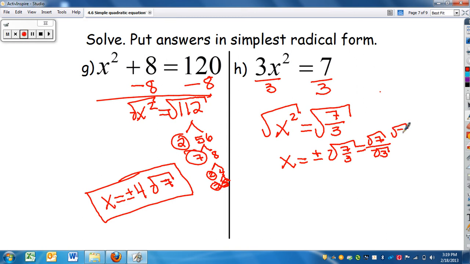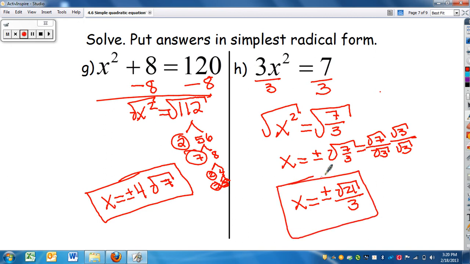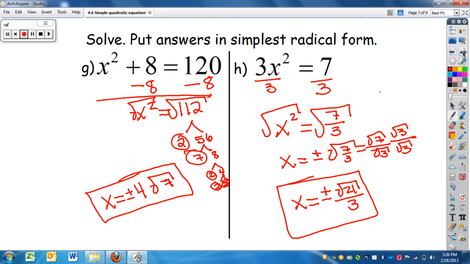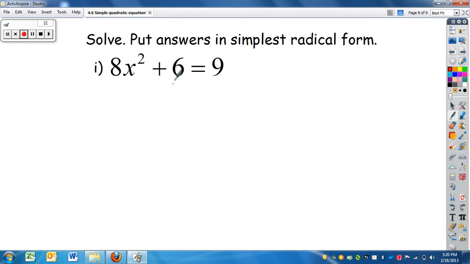So I'm going to multiply by square root of 3 over square root of 3. I get plus or minus, 7 times square root of 3 is square root of 21. Root 3 times root 3 is 3. Square root of 21 does not break down anymore. There's nothing on the outside to simplify. So that is my final answer in simplest radical form. One last one.